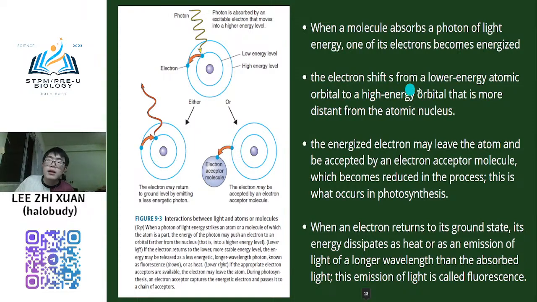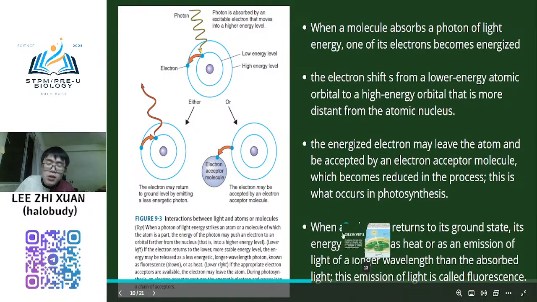So the electron will shift from lower energy to higher energy, right? So 1s2 to 2s2, right? And then the energized electron either can leave the atom, be accepted by an electron acceptor molecule, which becomes reduced in the process. So this is what occurs in the photosynthesis process.